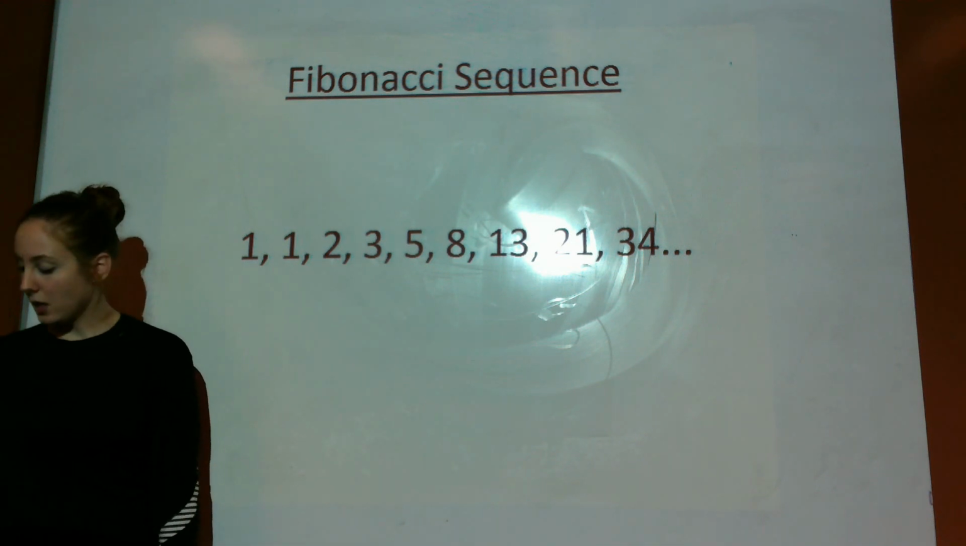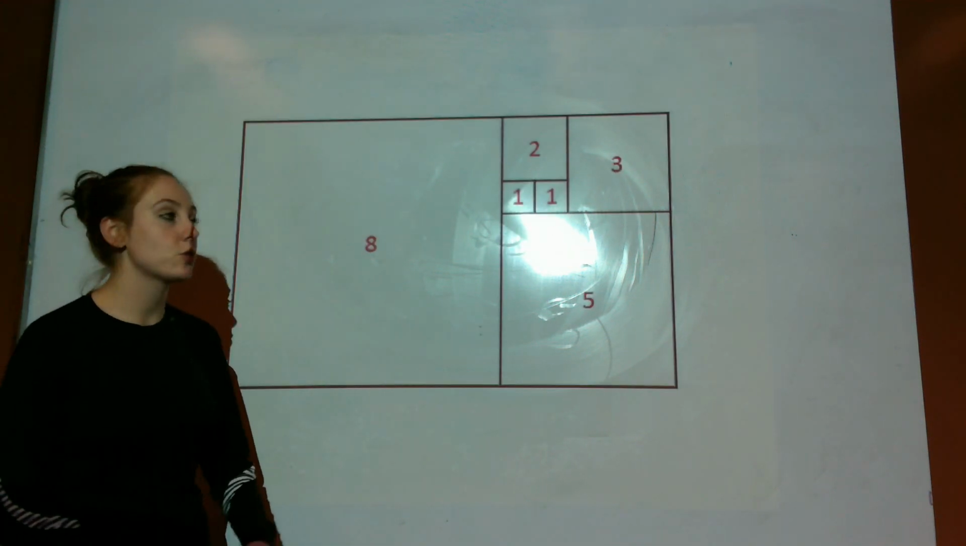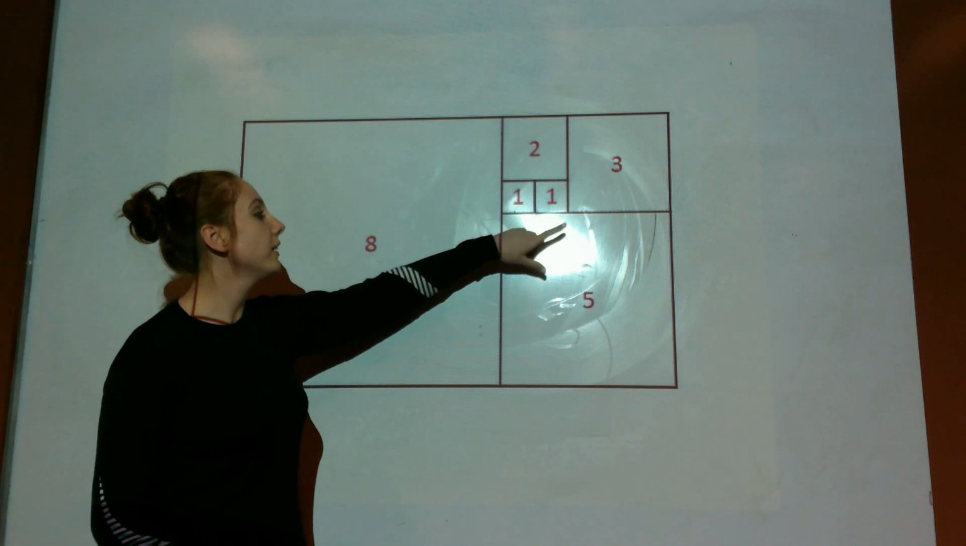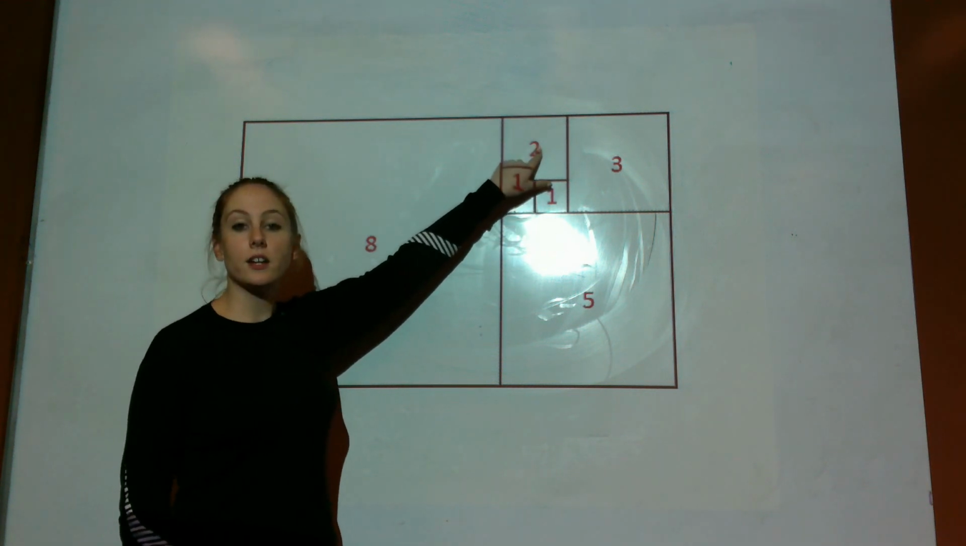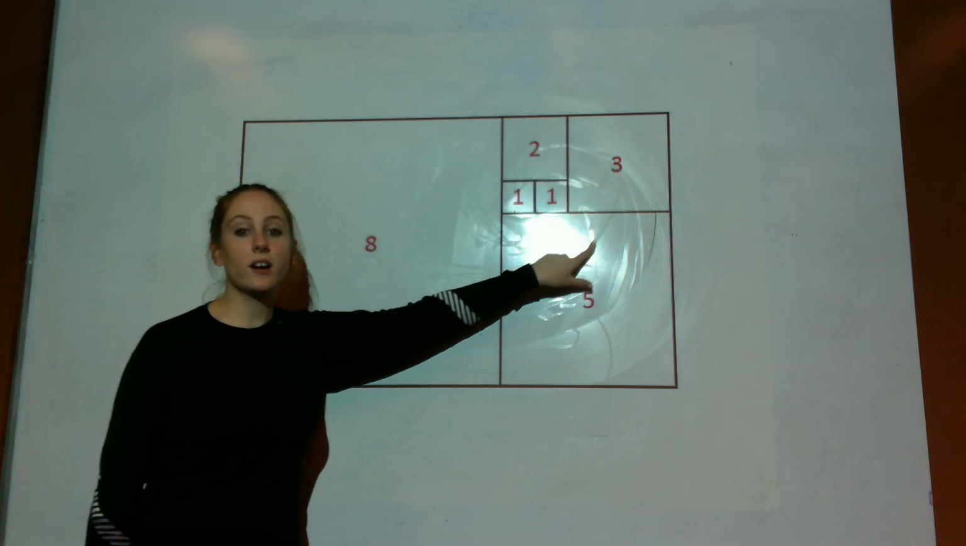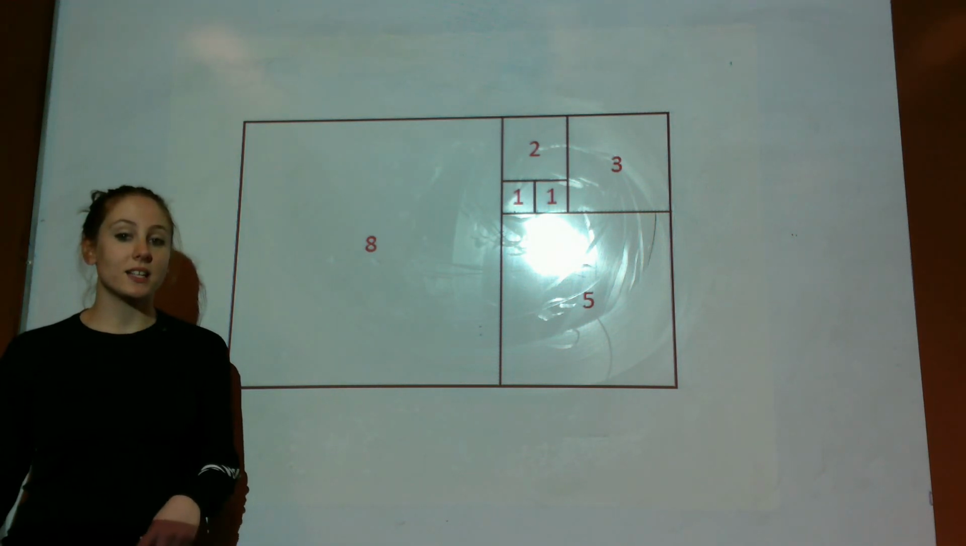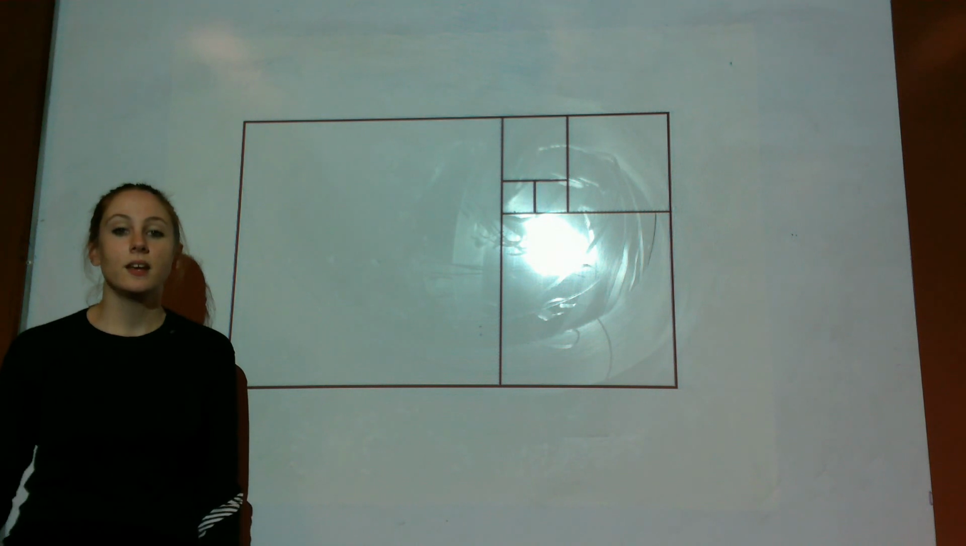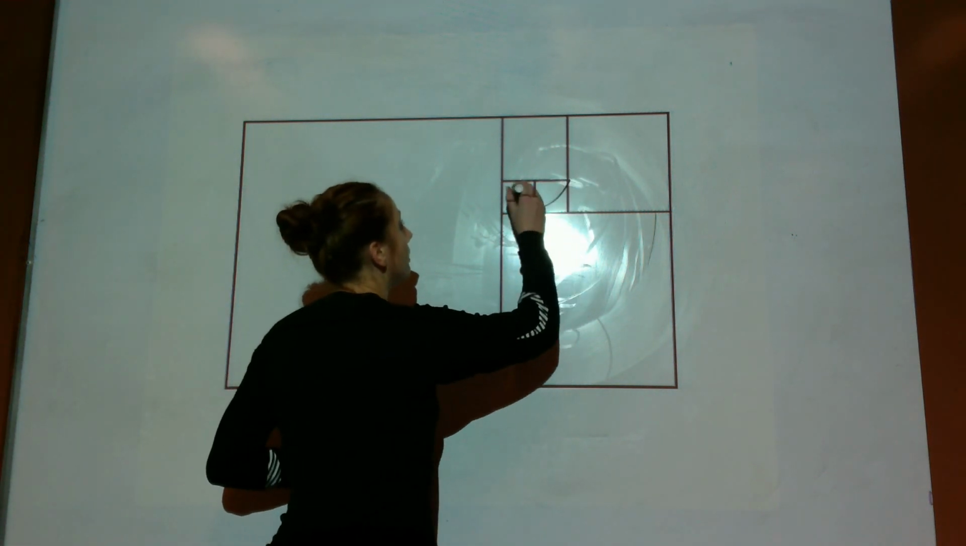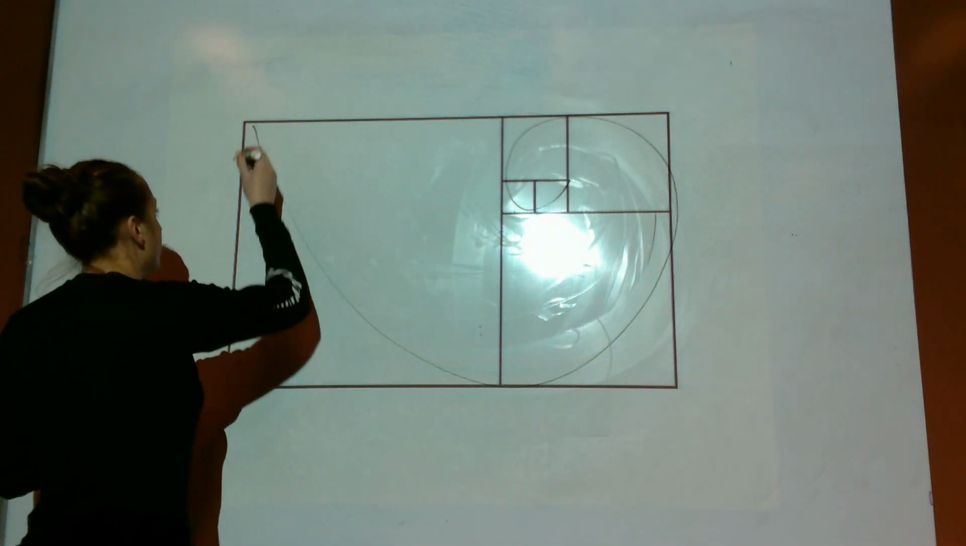to infinity. We can also illustrate this sequence with squares, starting with a 1 by 1 square, adding another 1 by 1 square, then a 2 by 2 square, a 3 by 3 square, etc. Each new square's sides being the sum of the sides of the previous two squares. If we connect these squares, we get the Fibonacci spiral.